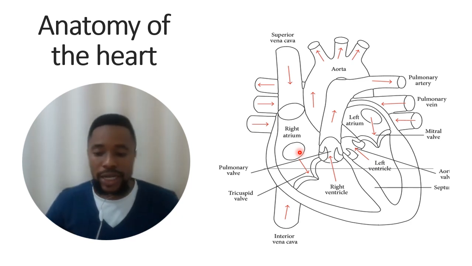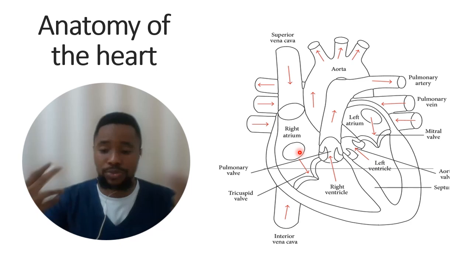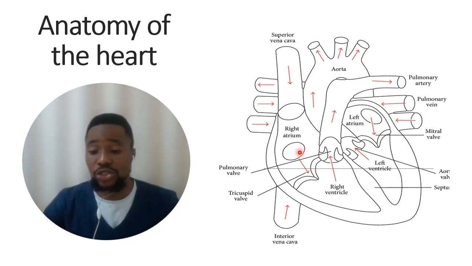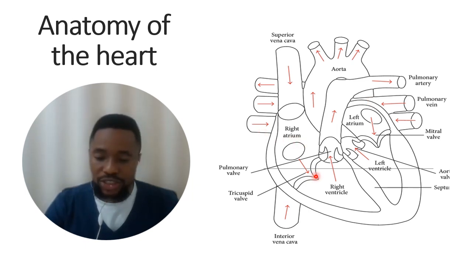You can now say that they will be rich in carbon dioxide. Definitely, because they need carbon dioxide to go out, because that's the byproduct. That's what you expire, and you need oxygen to come in. Now, this blood goes through the right atrium into the right ventricle. It doesn't go to the left atrium. There's an opening, which is the tricuspid valve, that opens and allows blood to come into the right ventricle.